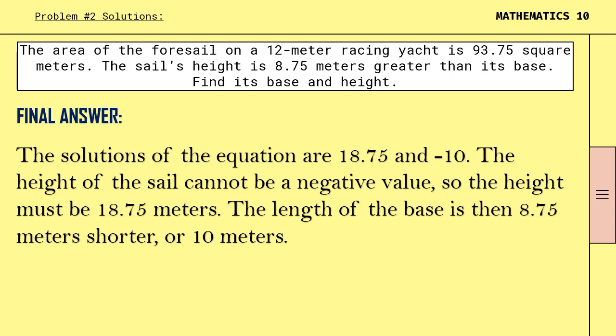So we'll focus on the positive value of h that we've got. The length of the base is then 8.75 meters shorter, or definitely 10 meters. So 18.75 minus 8.75, the reverse process in this statement. So we're going to have 10 meters.